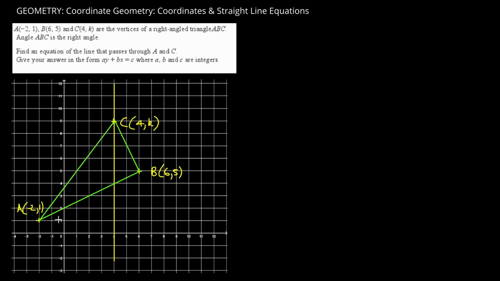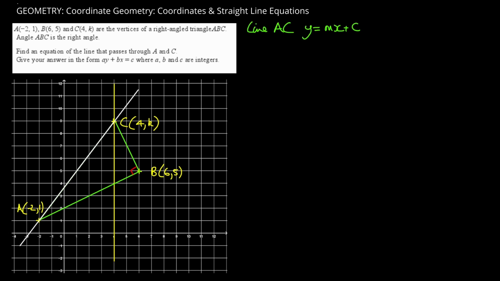So there we are. Do remember that point C is just drawn approximately to where it should be. Okay, so we know that's the right angle. Now let's start looking at the problem. Find an equation of the line that passes through A and C. Right, so the question needs us to find the equation of the line. Luckily, we know a coordinate through which it goes, so that's going to be very good.